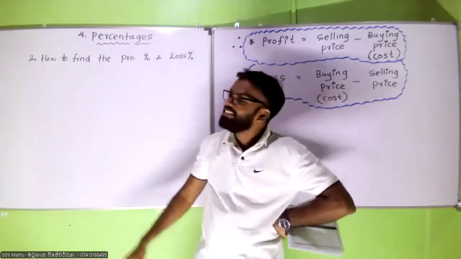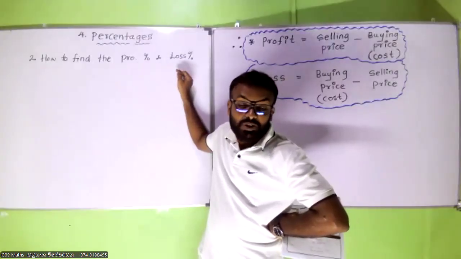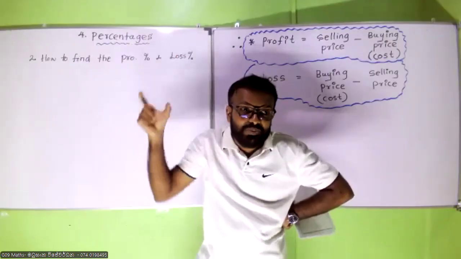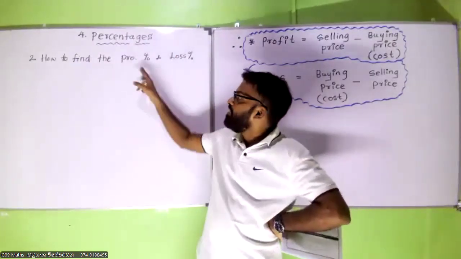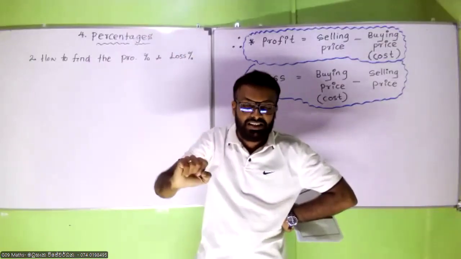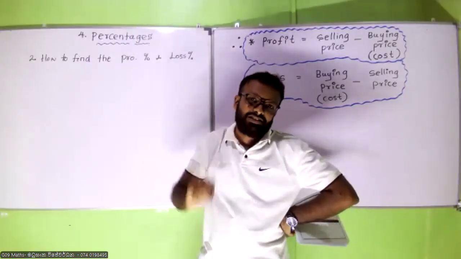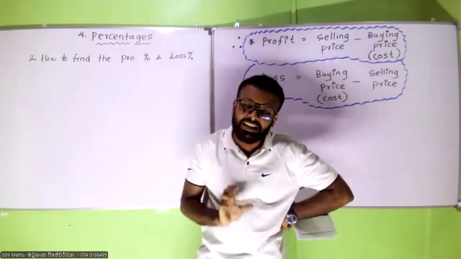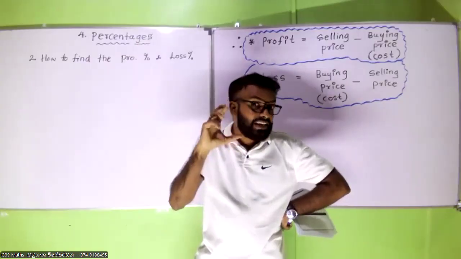I told you, you are going to compare your profit or loss with the buying price. The buying price should be in the denominator. In the numerator, when you are finding the profit percentage you are having the profit, and when you are finding the loss percentage in the numerator you are having the loss. But the denominator won't change. In the denominator there is only the buying price.